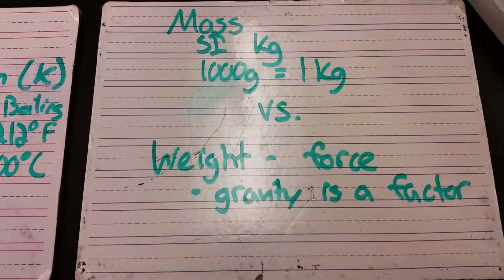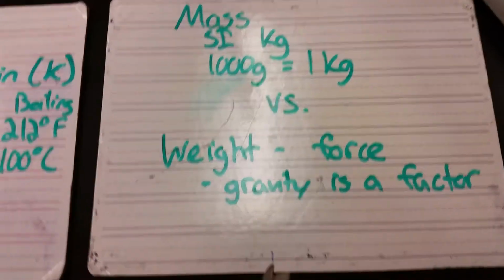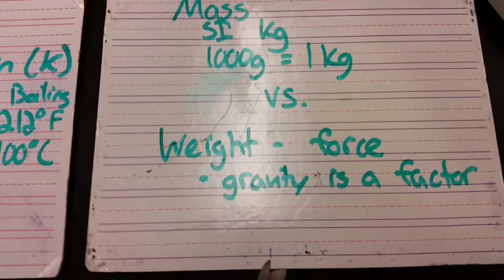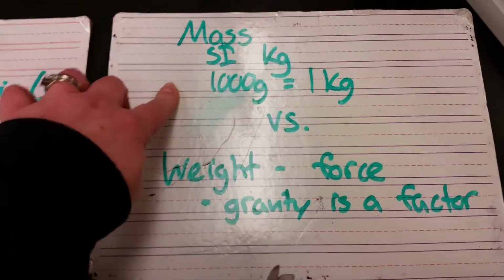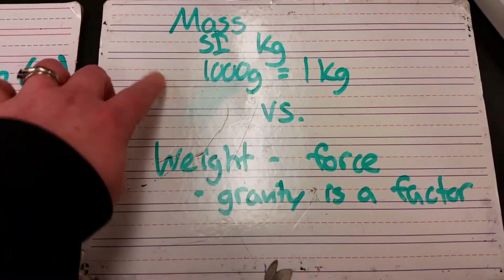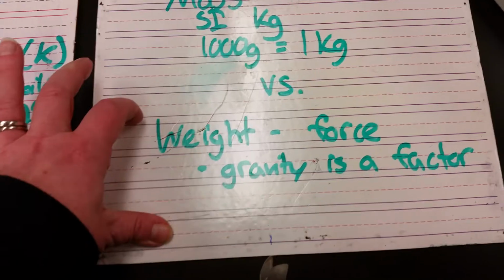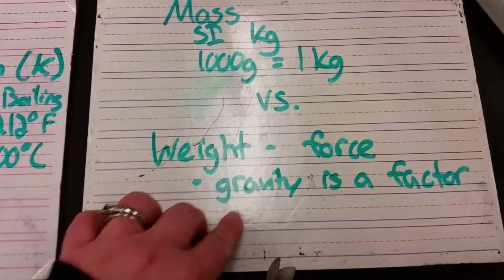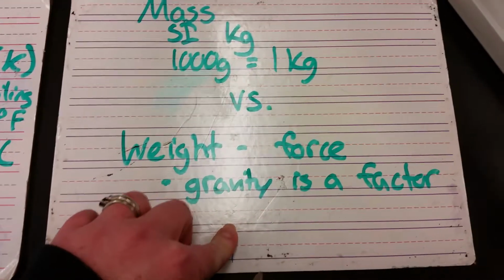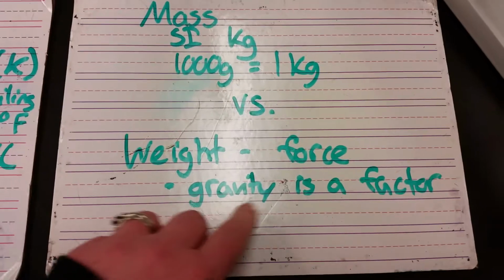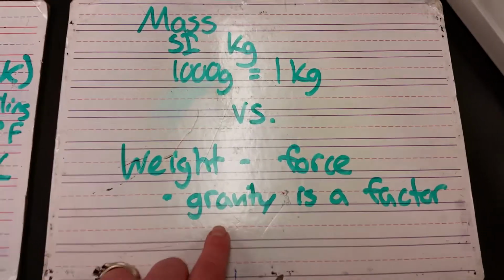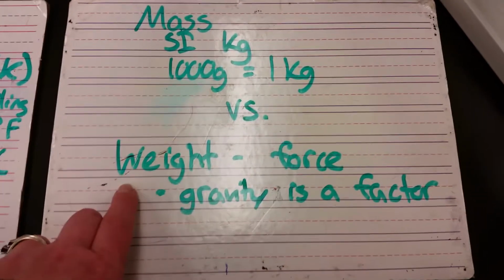The SI unit for mass is a kilogram, and there are 1,000 grams in 1 kilogram. But now, mass is something that would stay constant. It's talking about the amount of matter we actually take up. But weight is actually a force. So weight is the force that we actually put down on the earth. And that's gravity's effect on our mass. So literally gravity times mass equals your weight.